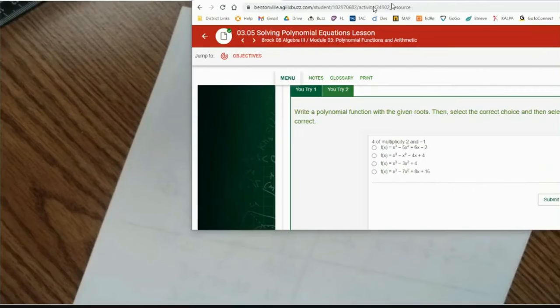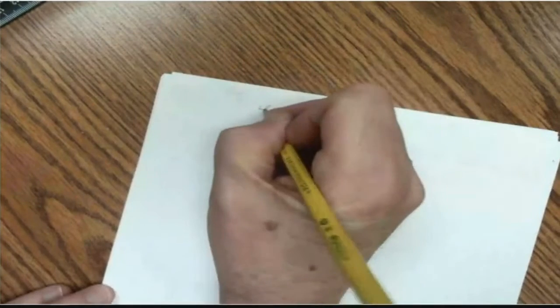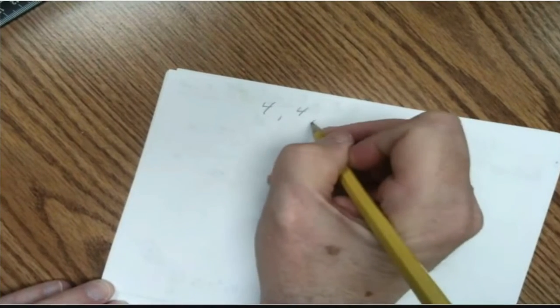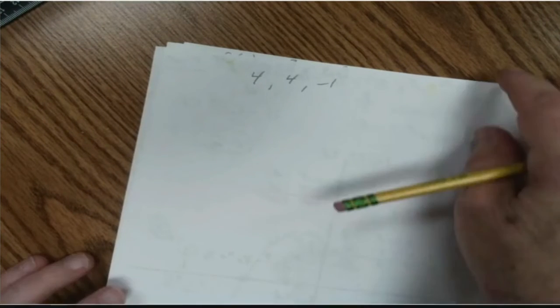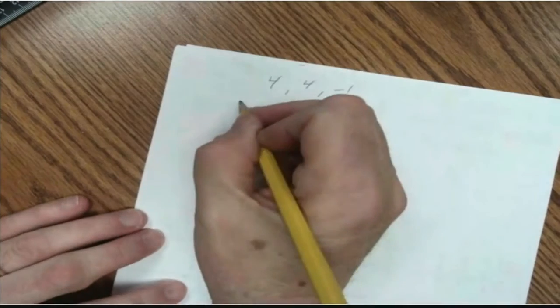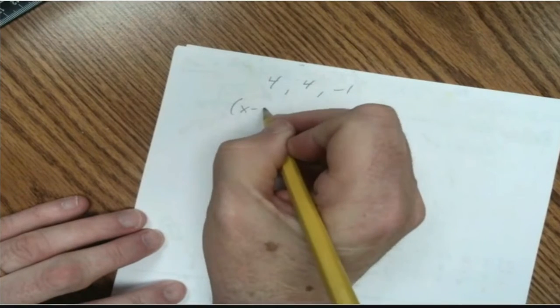Okay, what's that telling us? That's telling us that the roots are 4 of multiplicity 2, means there's 2 4s, and -1. That's all we have are the roots. But we don't know what the equation is, and it's asking us, what is the equation? If we have the roots, we can make the equation. If the root is 4, then that would be x minus 4. Excuse me, as the binomial for that equation.